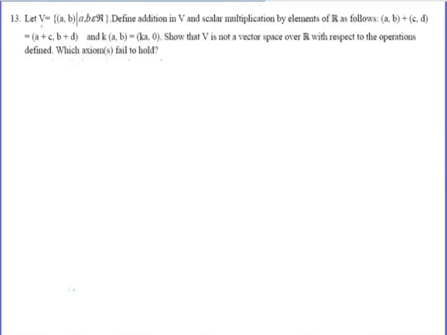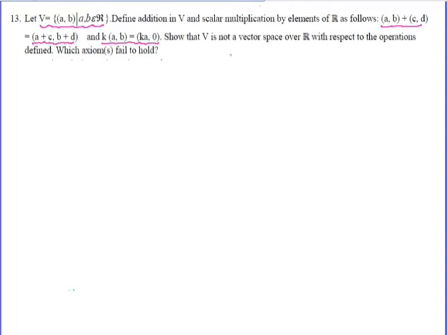Let V be a set of ordered pairs (A, B), where A and B are elements of the real numbers. Define addition in V and scalar multiplication by elements of R as follows. (A, B) plus (C, D) is defined as (A plus C, B plus D). And scalar multiplication is defined in this way: K times (A, B) gives (KA, 0).